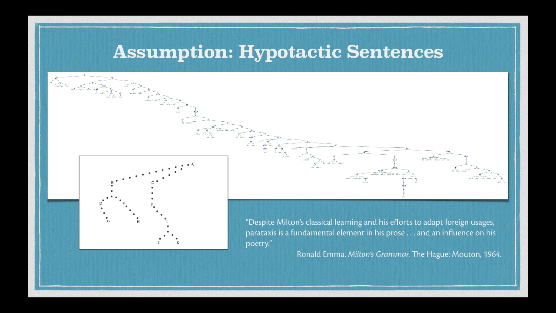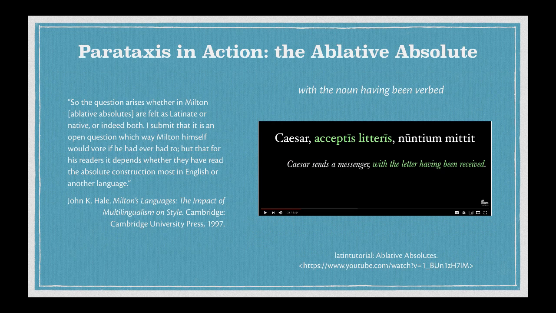But Ronald Emma wrote a long time ago that despite Milton's classical learning, right, parataxis is a fundamental element in John Milton's prose and an influence on his poetry. And just as we saw Dolores Burton saying that that was an important influence on Shakespeare as well. So what I wanted to do is to think a little bit about parataxis and to try to approach that problem of parataxis computationally. Now, I'm going to focus on Milton here for a little bit, but this could apply to other writers of the early modern period, especially those who were steeped in Latin in grammar schools.